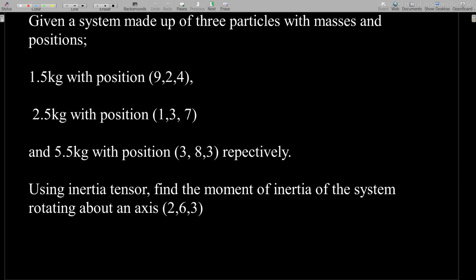Alright, so let's read the question together. Given a system made up of three particles with masses and positions, we have these for the masses and positions. The first one is of mass 1.5 kilograms with a position of 9, 2, and I hope you know what position is. It means that the position R1 is the same as 9i plus 2j plus 4k, just that this is given in row vector form.